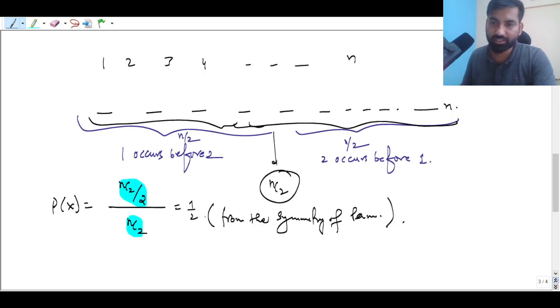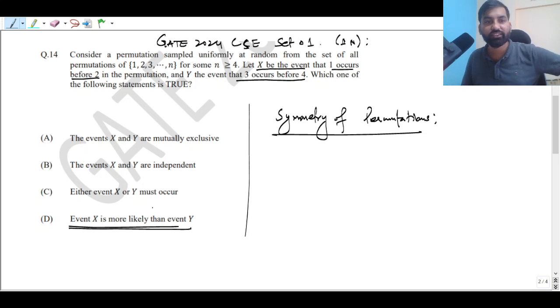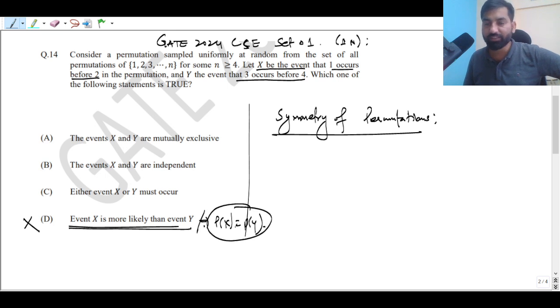Event x and y are mutually exclusive, so this option will be wrong. Because the probability of x is equal to the probability of y. Understand? So we are getting probability here, which are equal. So this option is wrong. Directly you can say wrong option.